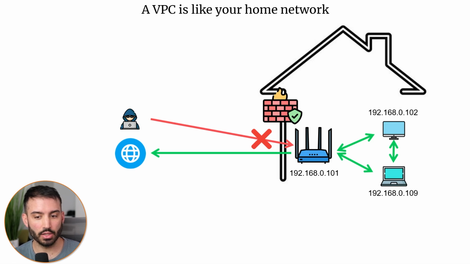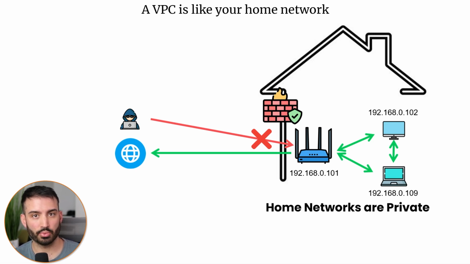And so the key idea here is that home networks are completely private. They're shielded from the outside world. We have private IP addresses that are only relevant when you're on the local network, but aren't useful outside of that network, okay?